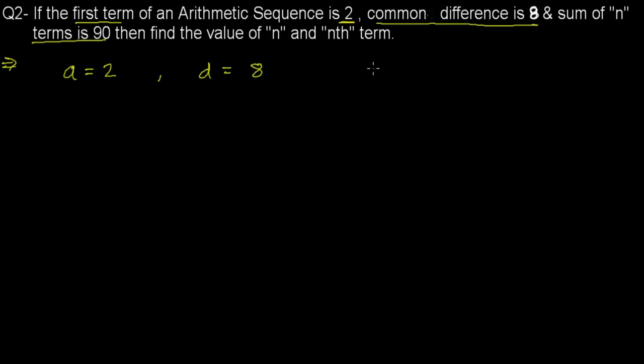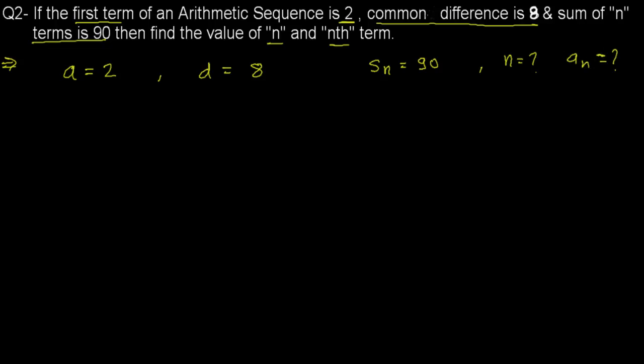And the sum of the n terms is 90. We're given one more thing: the sum of n terms, Sn, is given to be 90. Then find the value of n. We need to find out n equals what, and find the value of the nth term, that is an equals what. All right, so these are the given things.